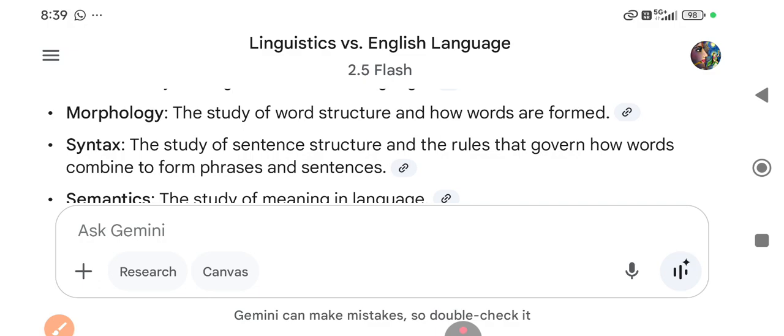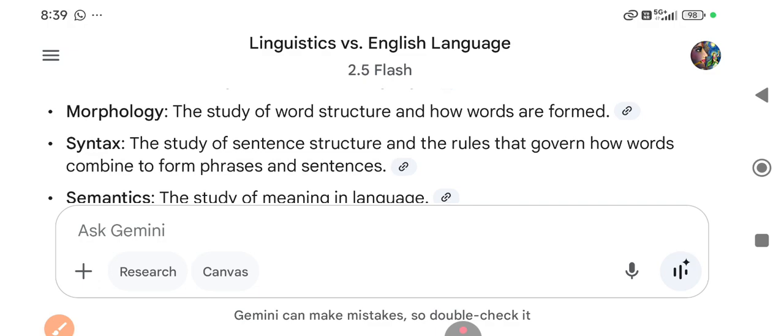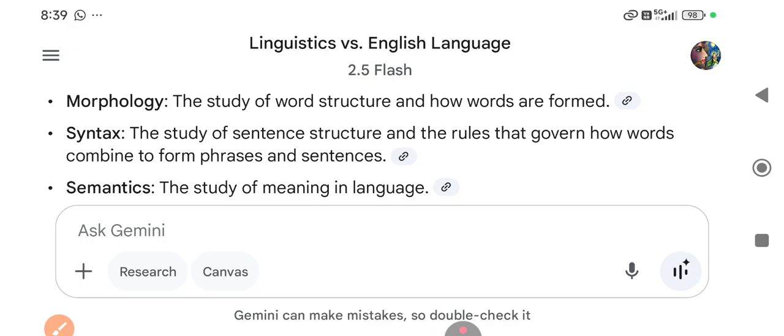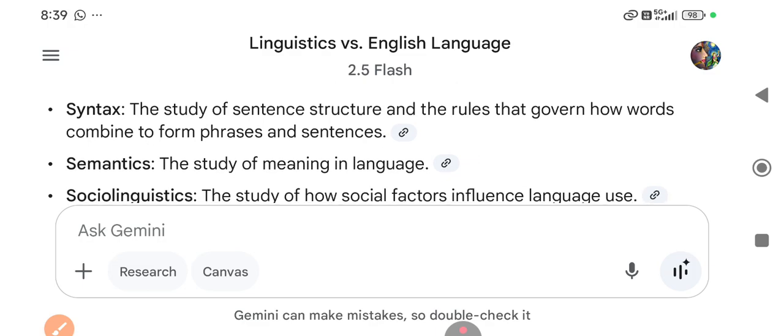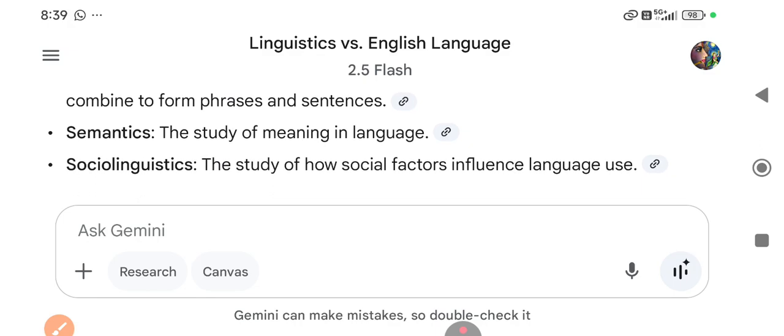We study morphology, the study of words, or word structure, how words are formed. Then syntax, just sentence structure. We focus on sentence structure according to rules, the rules that govern how words are combined. And then semantics, the study of the meaning of language.